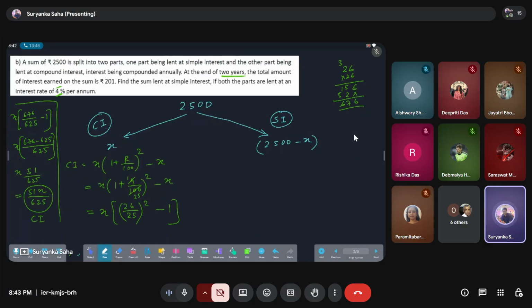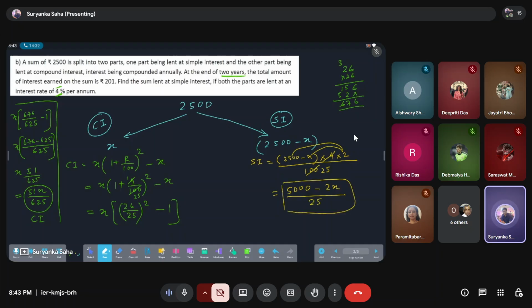So let us go over here. Let me do it. So it is SI. So SI will be equal to principal, which is 2500 minus x, into rate 4% into time 2. So it will be 2 by 100. Okay, if you cut it with 4, 4 into 25. Now if you multiply this with 2, it will be 5000 by 25 minus 2x by 25. Okay, so this is your SI.